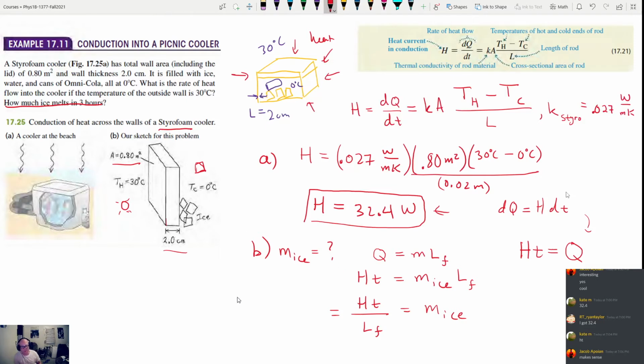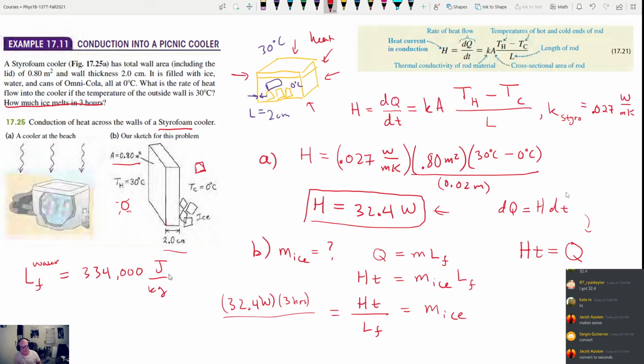Okay, so H was 32.4, and that's in watts. So we have the time as 3 hours, but I don't know, what do you think? Should we convert the hours, or can we leave it like that? We have to convert it to seconds. We do need to convert it to seconds, that's right.